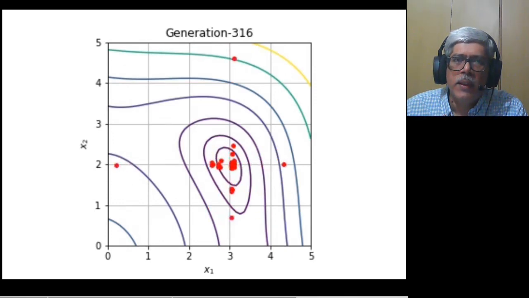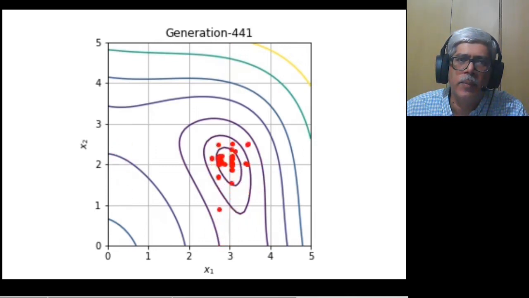Now, this is the 300th generation, so you'll find that even as you are moving towards the end, there are still a number of mutations. So there are some members which are very much away from the global minima, but most of the population is moving towards the global minima.